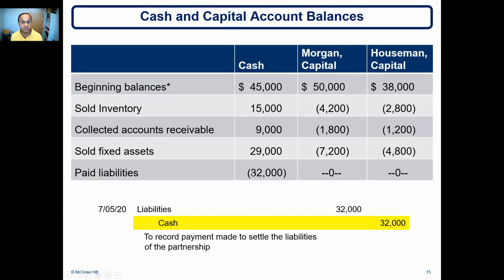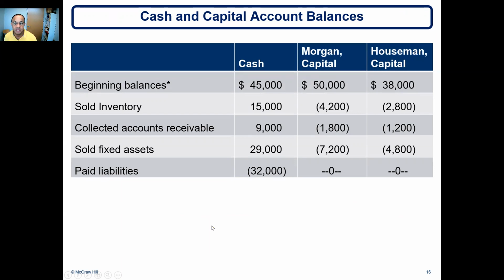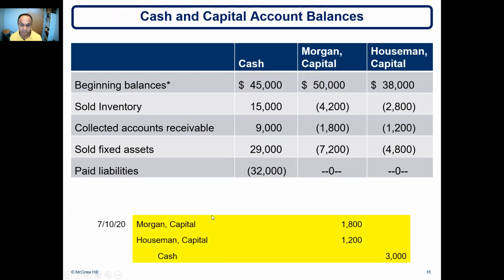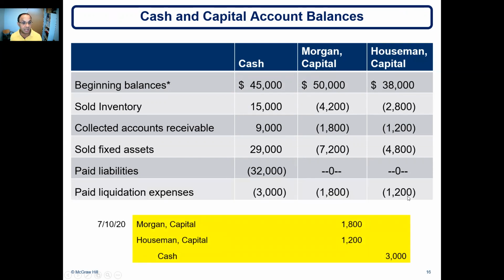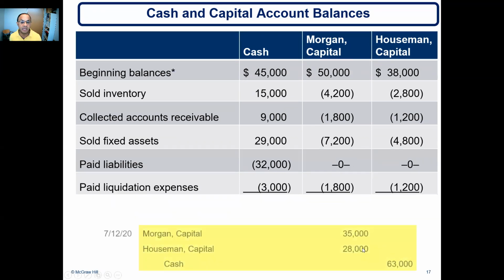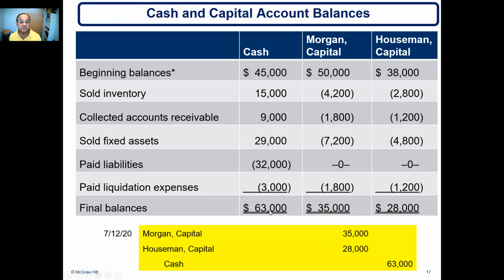So we see only the cash, which is credited. So we put it with a minus. But Morgan and Houseman capital accounts are zero because they don't show up here. And then we made the expenses. So we minus the capital account and the cash because the cash here is credit. And finally, we add up, we get the final balance, which is here 35 and 28, which I mentioned in the last journal.